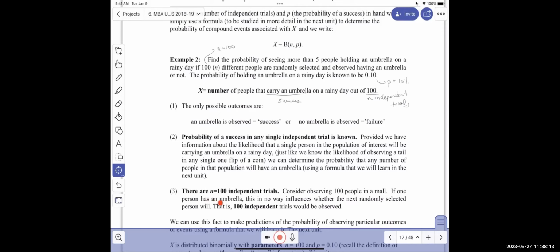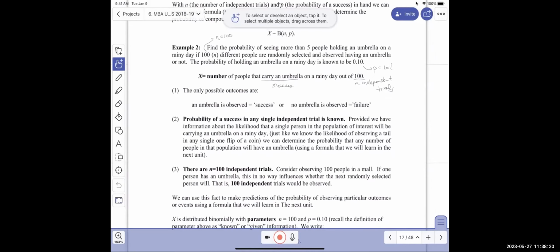And 3, you know how many trials there are, 100, and that's it. And they are all independent. The chance that somebody has an umbrella does not change from observation to observation. So make sure you observe people, singular people, if you're going to observe a group.